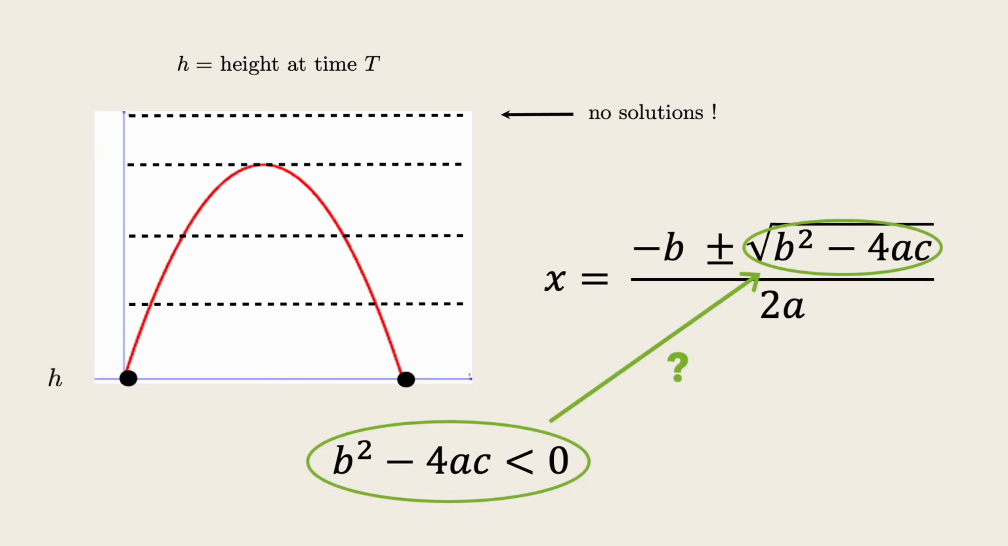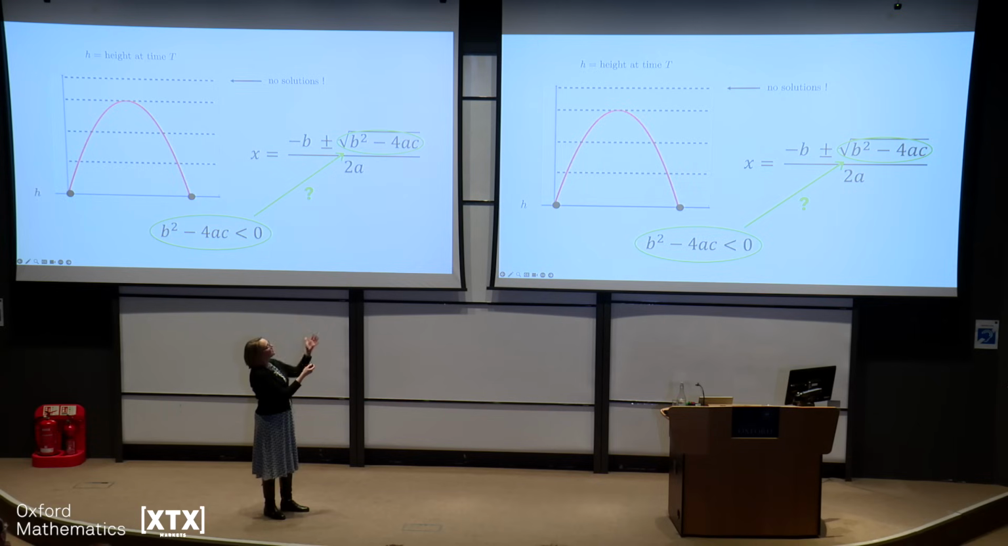Okay? And the reason for this is because taking square roots of negative numbers doesn't make sense in the context of a football being kicked, right? So we can't find real solutions to this equation in those cases. Okay.